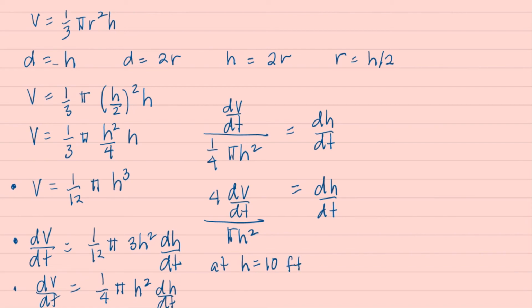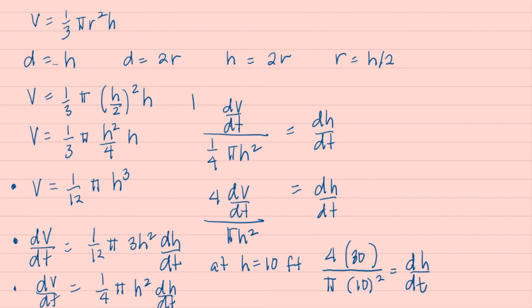So at h equals 10 feet, we substitute into our resulting equation. So 4 times dV over dt, which was given to be 30 cubic feet per minute, and then you have over pi times h, which is 10, squared. This is equal to dH over dt.